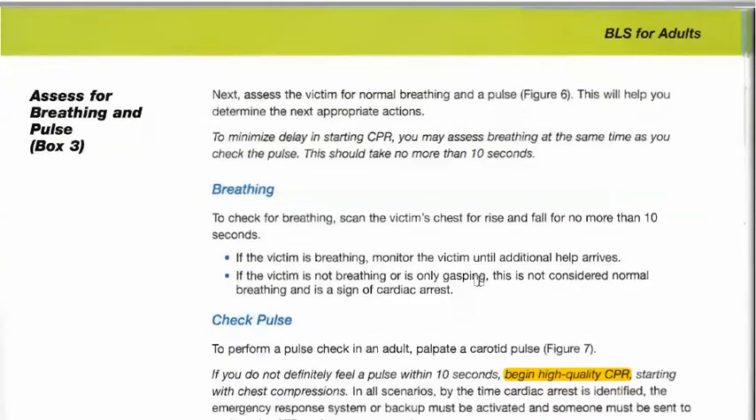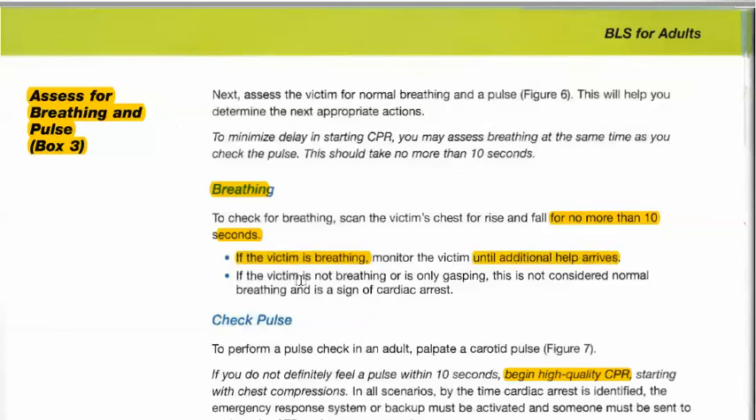Then assessing for breathing and the pulse. You assess them at the same time. How can I assess breathing? To check breathing, scan the victim's chest for rise and fall for no more than 10 seconds. You don't have to exceed 10 seconds. 10 seconds is the maximum because every second in this victim's life is very important. We are saving lives. If the victim is breathing, monitor the victim until additional help arrives.